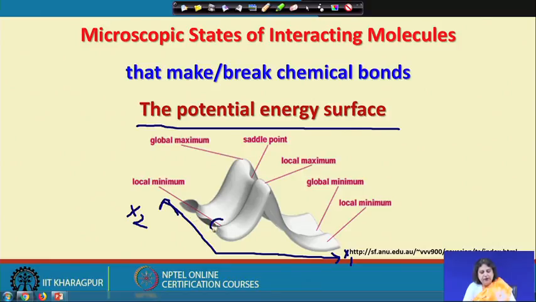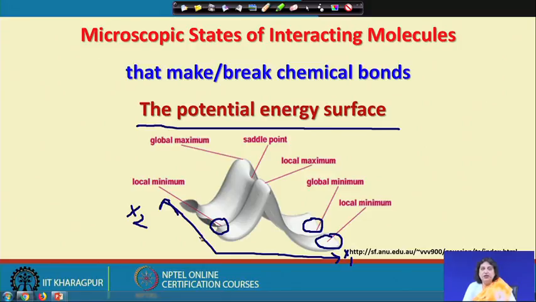It has what is called a local minimum, where the potential energy takes up the minimum value for certain values of x1 and x2. There may be other local minima like one here, but there can be a global minimum where the potential energy of this interacting system is the minimum amongst all the values of x1 and x2 available to it.